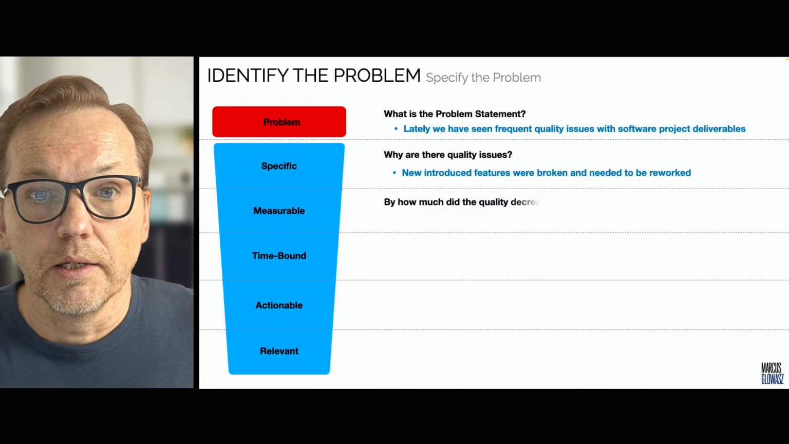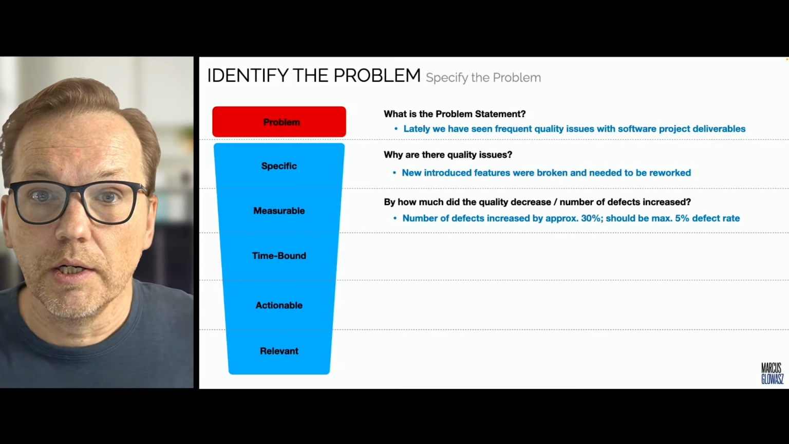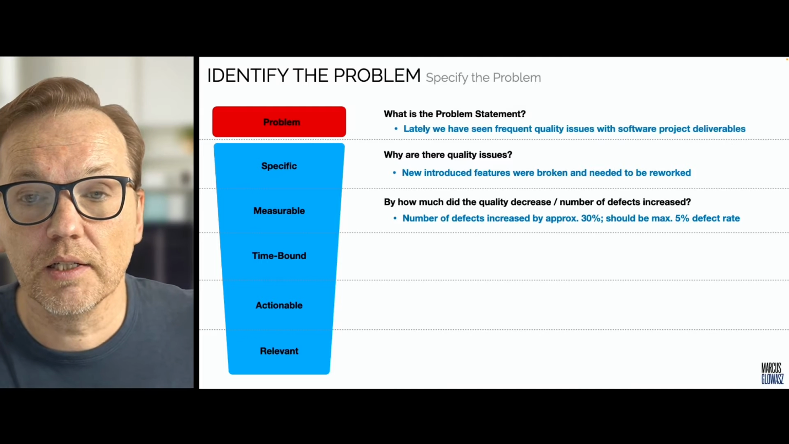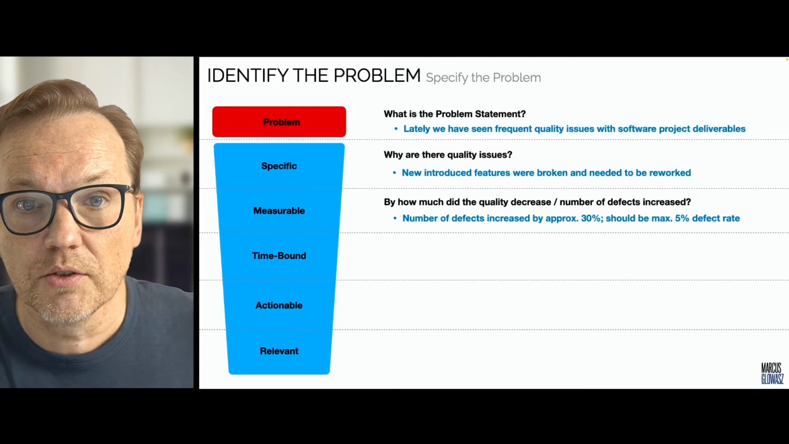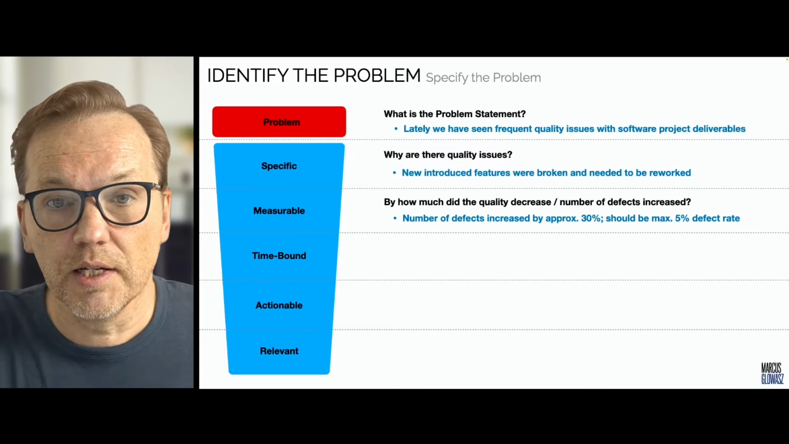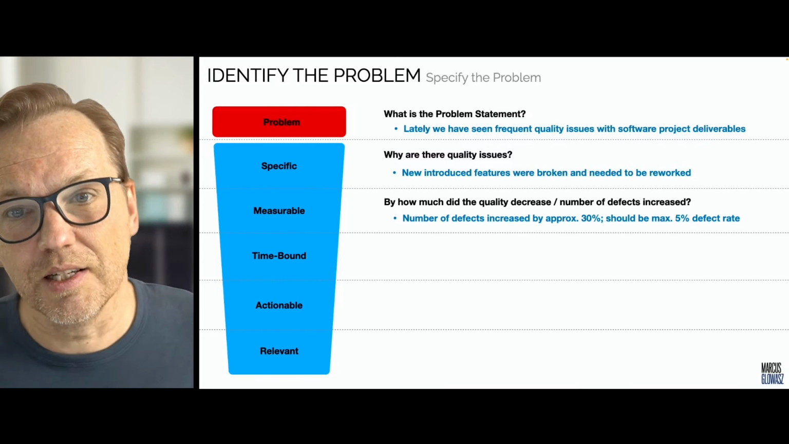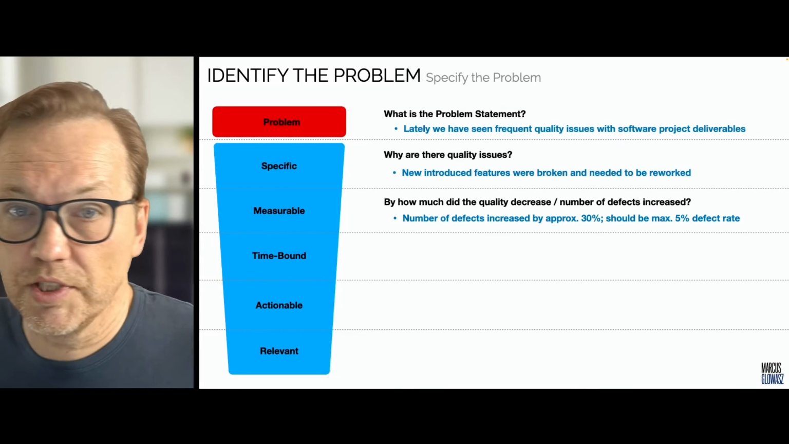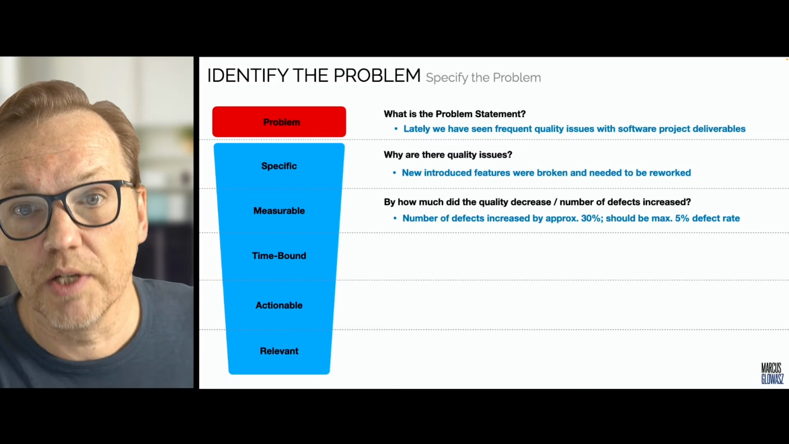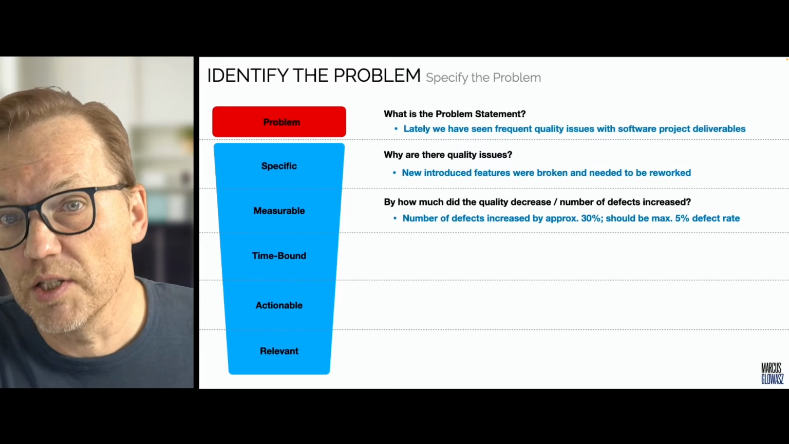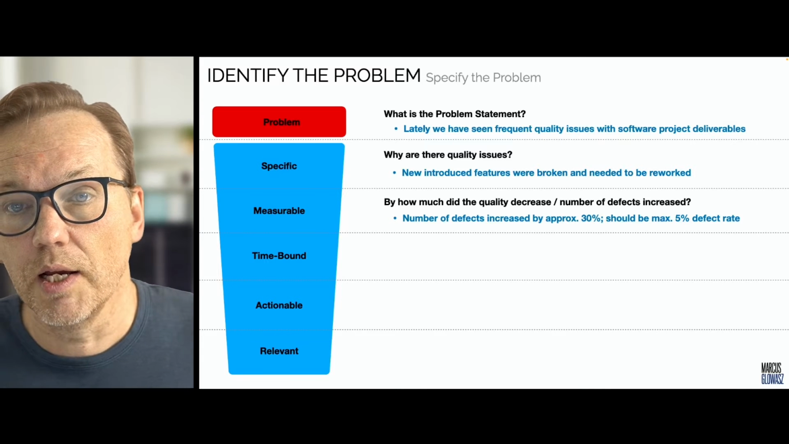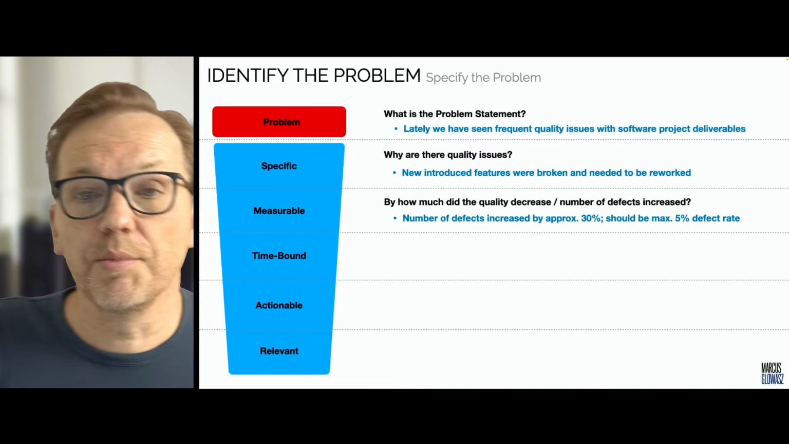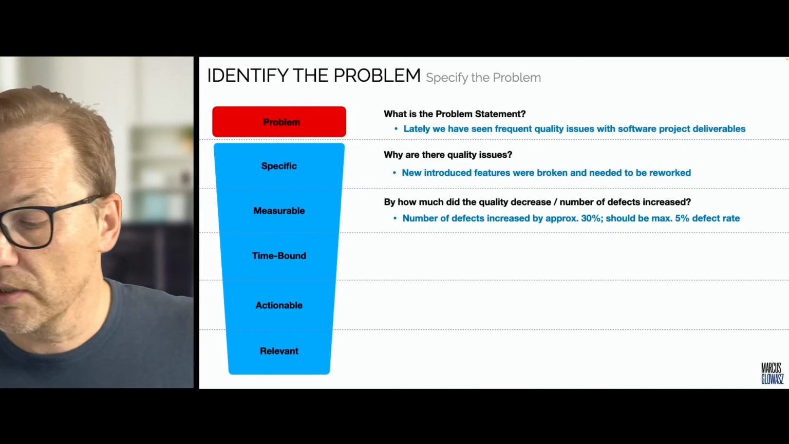Measurable. So it was talking about frequent quality issues lately, so we didn't really know what that means. So to make it more measurable, we understand right now that the number of defects increased of those introduced features. It's not like all the introduced features were broken, but there obviously were defects, but they increased by approximately 30%. And it should be a maximum of 5% defect rate.